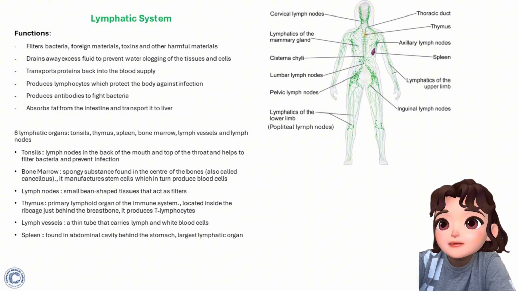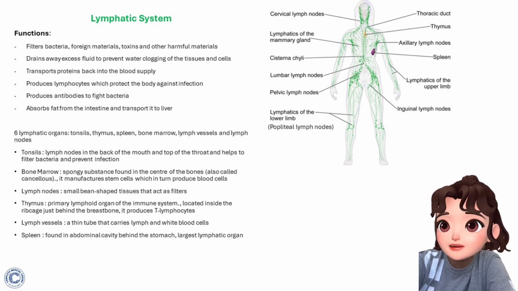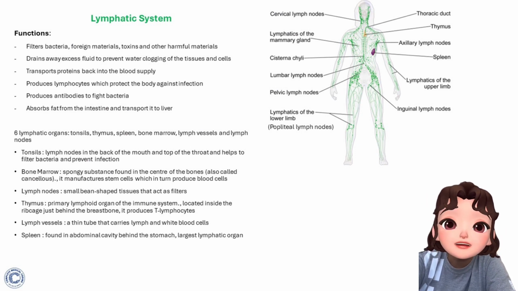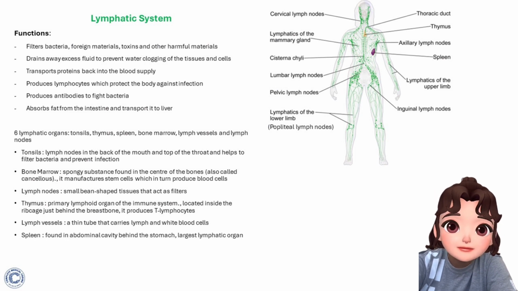Then spleen. Spleen is found in the abdominal cavity behind the stomach. You can see the picture of the spleen, and it is the largest lymphatic organ. That's important. Which is the largest lymphatic organ in the human body? Spleen. It's located in the abdominal cavity behind the stomach. So these are the parts of the lymphatic system.